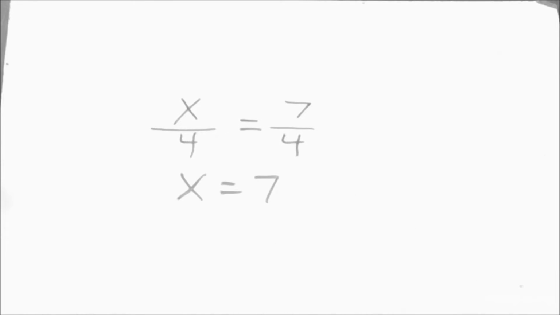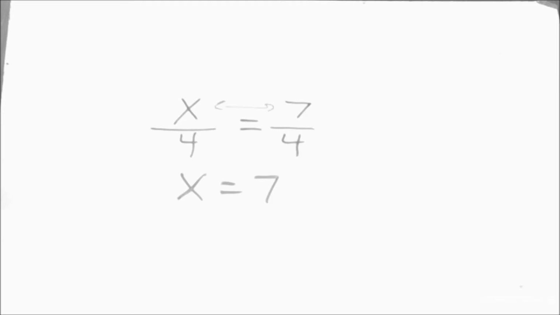And you'd be right. Whenever I've got a number divided by 4 equals another number divided by the same number, what's happening here is that these two have to be the same. They're both divided by the same number. Now you can actually show this with algebra pretty easily.